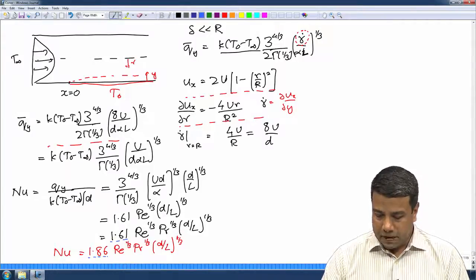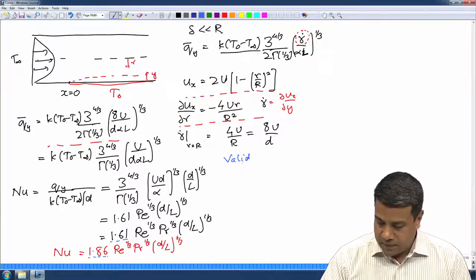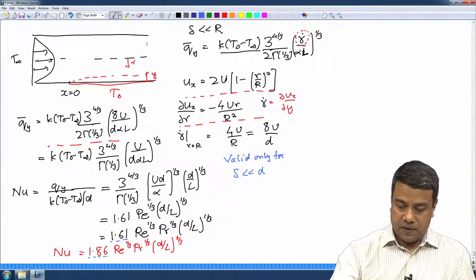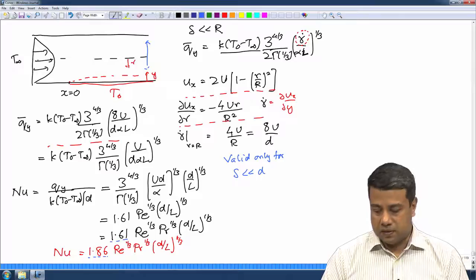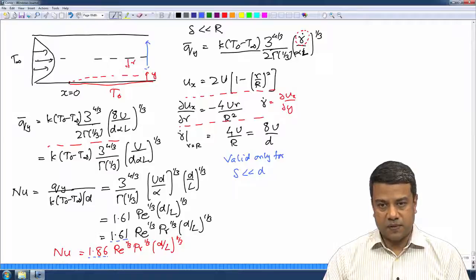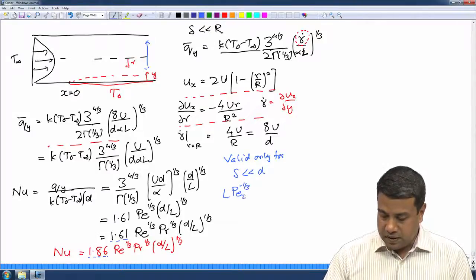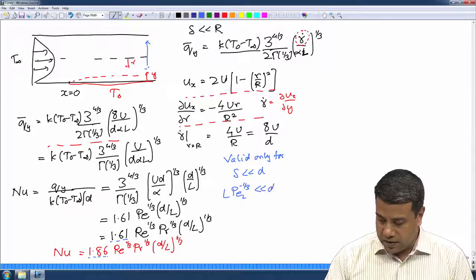Of course, this is valid only when delta is much smaller than the pipe diameter, because once the boundary layer thickness becomes comparable to the pipe diameter, I can no longer assume that the boundary layer is confined to a thin layer near the wall. So, that restriction is there. The boundary layer thickness has to be much smaller than the pipe diameter. The boundary layer thickness is equal to the length times Peclet number to the minus 1/3. This is the Peclet number based upon length. Has to be much smaller than d.